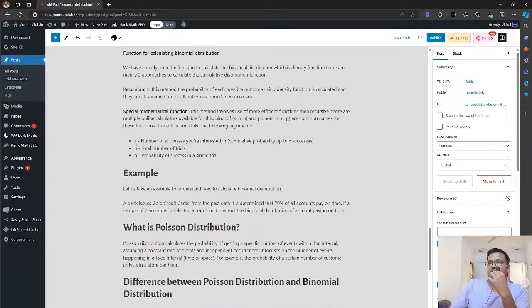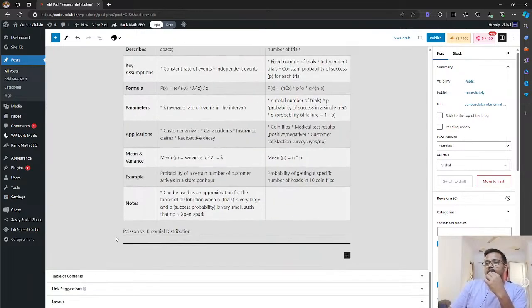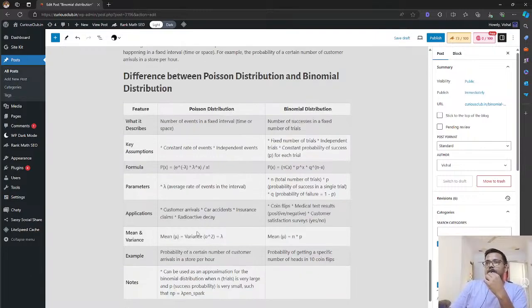Here x represents the number of successes you are interested in. Maybe you are interested in guessing the number of failures; in that case, x will represent that. N here will represent the total number of trials, and P will represent the probability of success in a single trial. Those are things I have already covered in other videos and articles, so I will not go into that. I'll directly come to the example part.